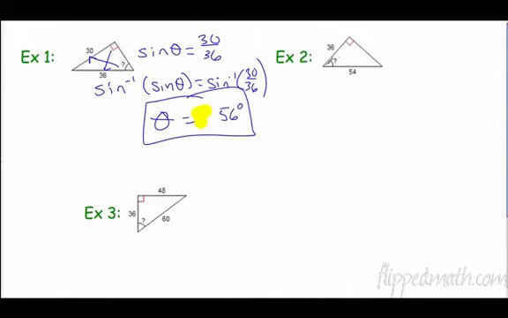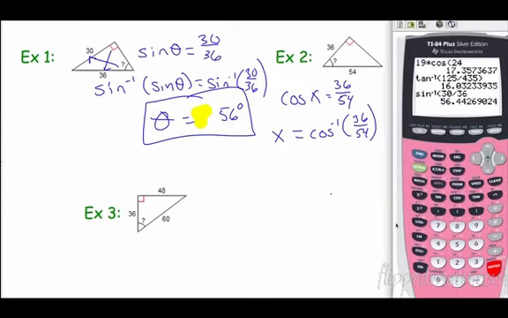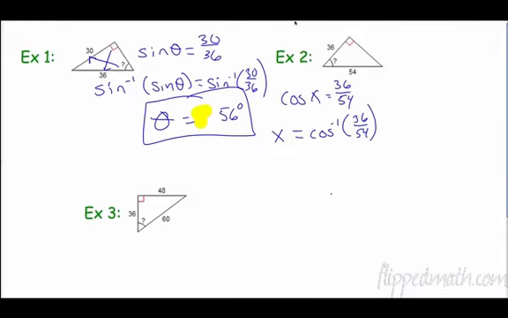Let's do this one. We have adjacent and hypotenuse. Adjacent, that's cosine. So cosine x equals 36 over 54. So I'm going to undo it by doing the inverse cosine of 36 over 54. Plug it in, see what we get. Second cosine, 36 divided by 54. And we get 48.1, so we'll call it 48. So x is 48 degrees.